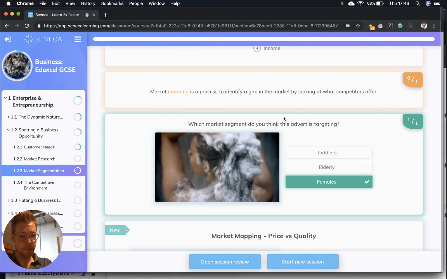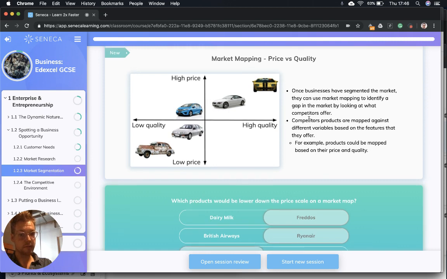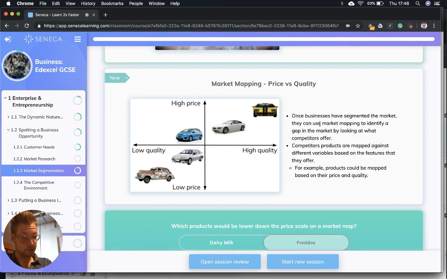Do you remember what market mapping is? That's a process to identify a gap in the market by looking at what competitors offer. So another part of market mapping can be looking at price versus quality. Once businesses have segmented the market, they can use market mapping to identify a gap in the market by looking at what competitors offer.